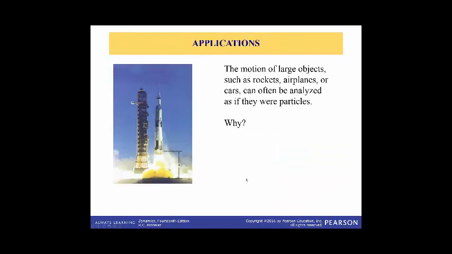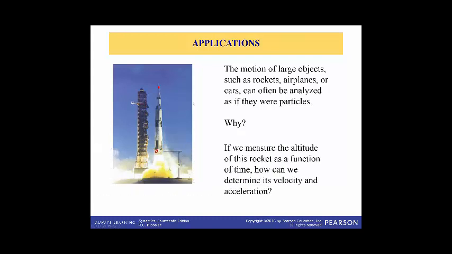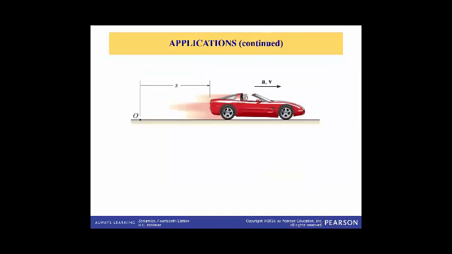We have to deal with objects in motion, large objects, rockets, airplanes, cars, and they can often be analyzed as if they were particles. So the particle is moving. Why a particle? Well, if we look at this point here or this point on top, it'll all be moving at the same velocity. So we can treat it just as one big particle. Okay? And a question that we'll answer is, for example, if you measure the altitude as a function of time, how can we determine velocity and acceleration?